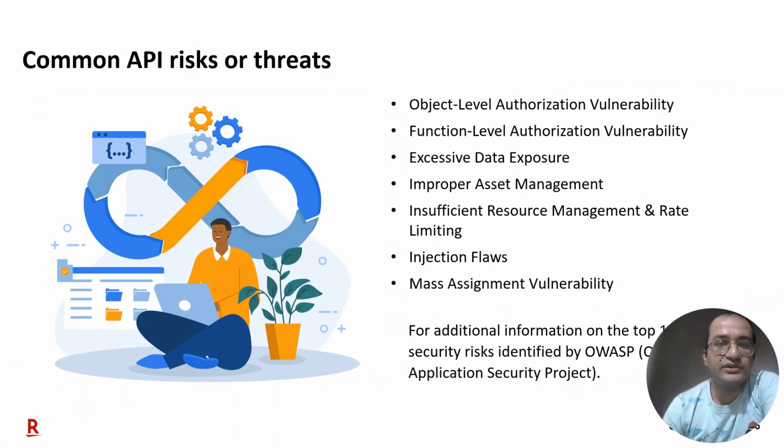So let's take a look at the common risks and threats to APIs. This is essential for developing effective security strategies as well. First up on the list is object-level authorization vulnerability.